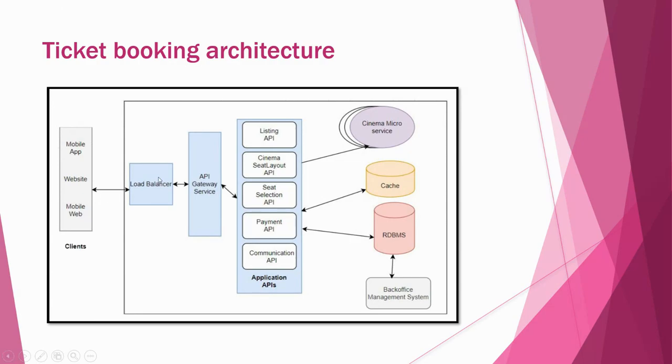Initially when you are hitting, it is going to the load balancer. So many people may be trying to book the ticket, maybe 100, 200, 300, we don't know, sometimes even one or two.